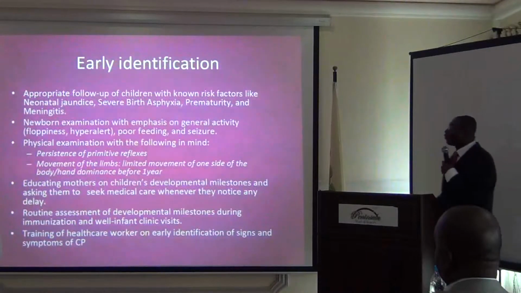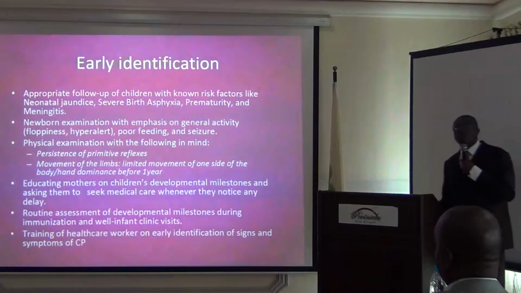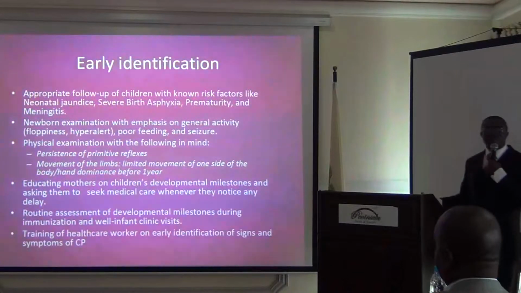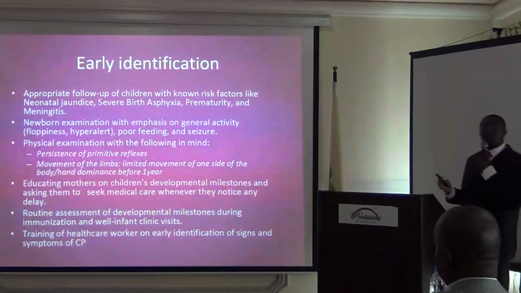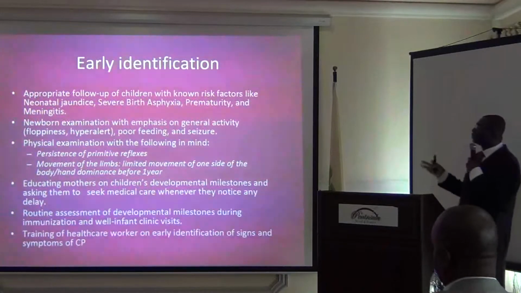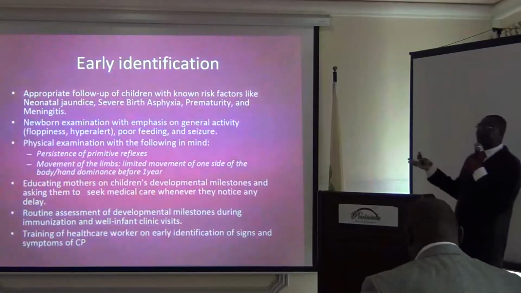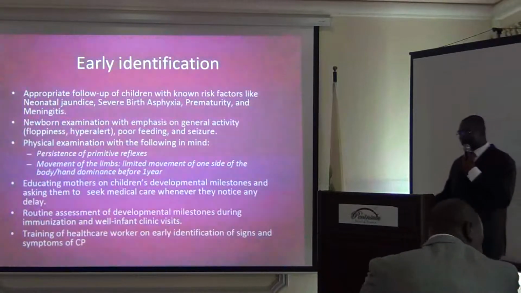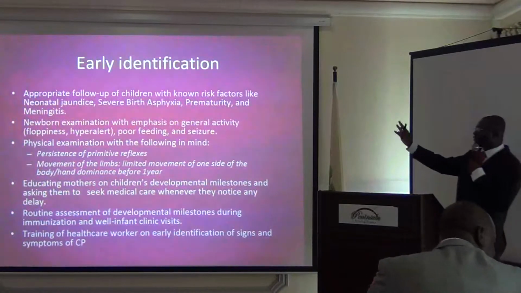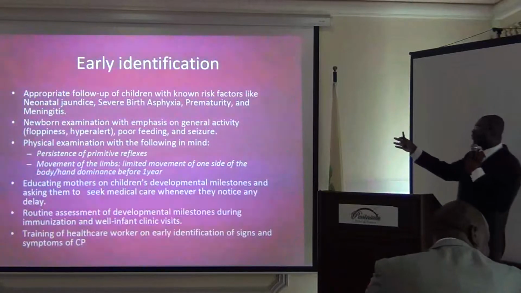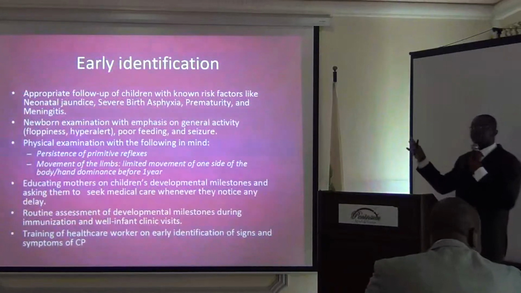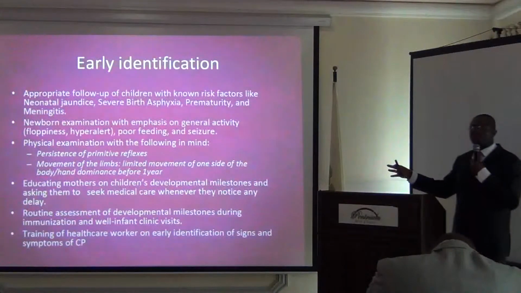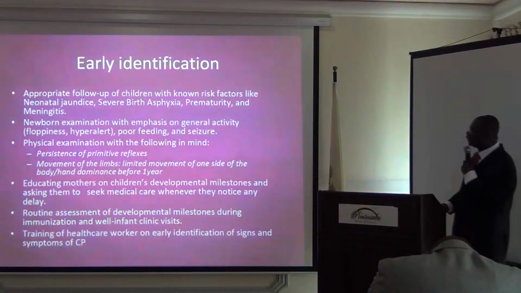So it's very, very important for us to identify children that have cerebral palsy early, so that we can start early intervention in order for them to have a better outcome. And there are different things that we can do in order to identify them early. That includes the appropriate follow-up of children with risk factors. We know there are some children that are born with the risk factors that we talked about: jaundice, severe asphyxia, prematurity, and meningitis. We need to follow these children up so that once they develop cerebral palsy, we can identify them early and then start early intervention.